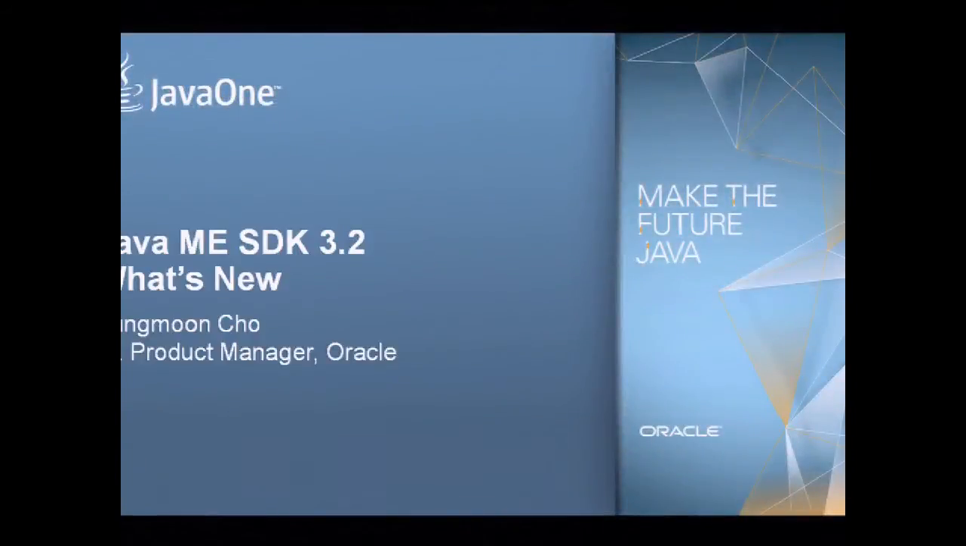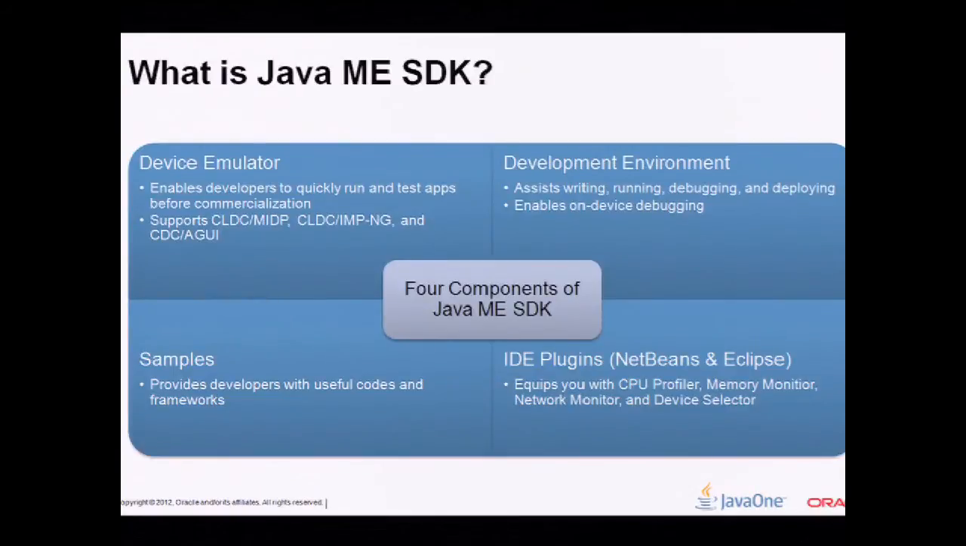So, what's new in 3.2? Java ME SDK, when people say SDK, it can mean different things. Android SDK, iPhone SDK, they all have different components. When we call it SDK, we mean these four components. The first one is the device emulator. I believe I can use this laser pointer. This one? Okay.